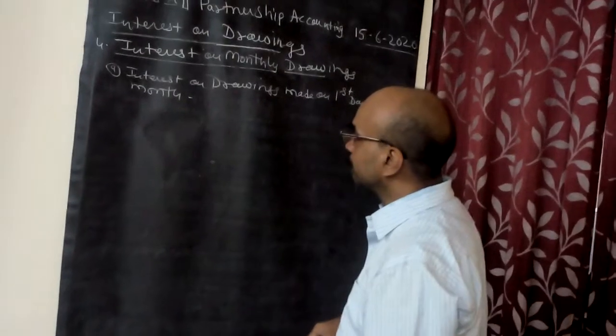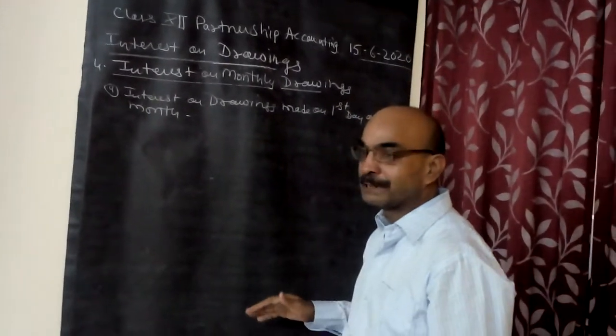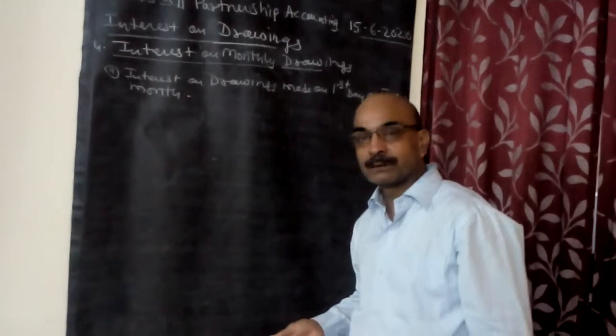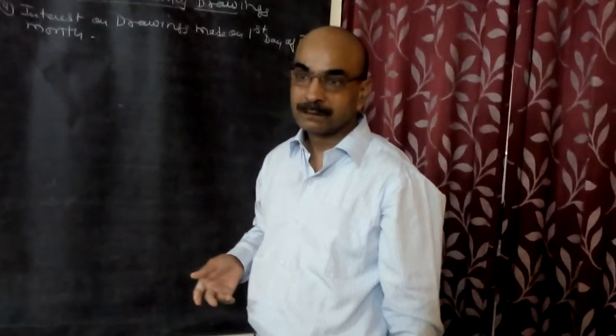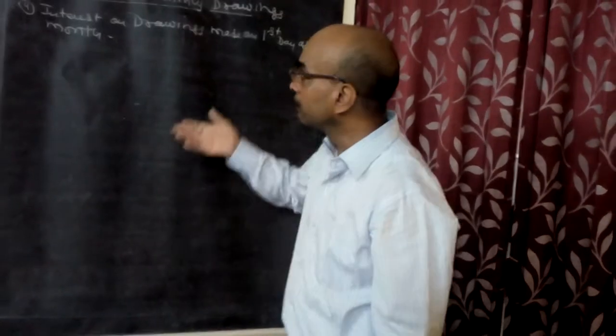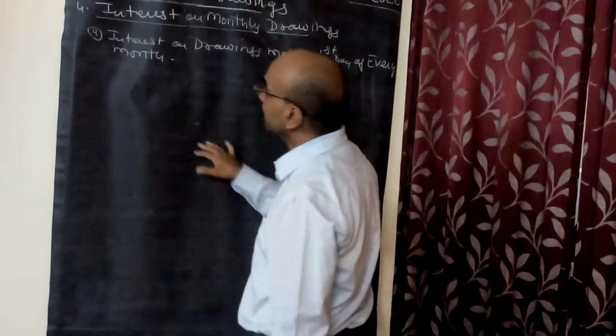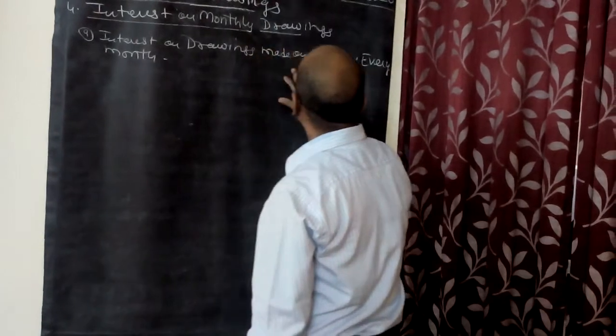Interest on monthly drawings, like drawings made on the first day of every month, drawings made on the last day of every month, drawings made in the middle of every month. The same way we'll go for the quarterly drawings. So first of all, we take interest on monthly drawings, like interest on drawings made on the first day of every month.